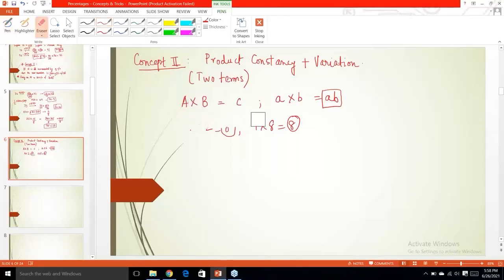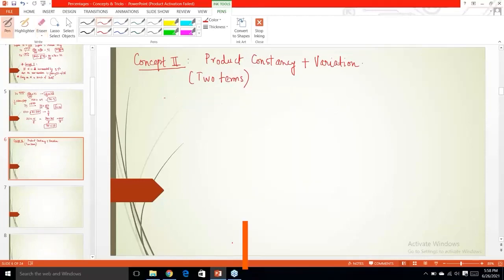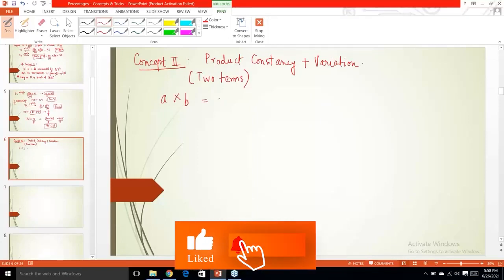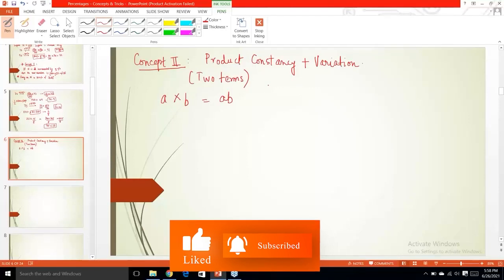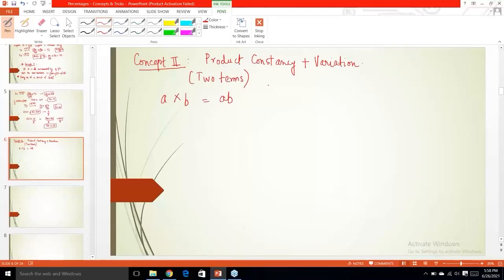I'm just removing this example. I'll write it again. So let us say there are two numbers, A into B is constant, which is AB. Now if somebody says that I increase A, what should happen to B? B should decrease, because the product is constant. Similarly, if I decrease A, B should increase. There's no other way for the product to be constant. If one is increasing, the other has to decrease and vice versa.